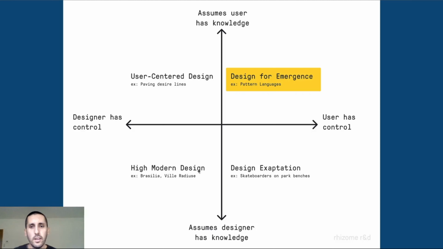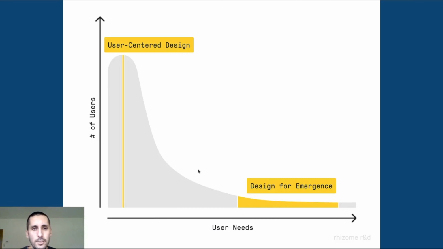And if you are interested in design for emergence, I don't know if there's a book on design for emergence, but there are books about emergence. You can check them. And on the bottom right, you basically do whatever you want with whatever the designer did, which is what happens many times in software. So the idea is to design something for emergence.